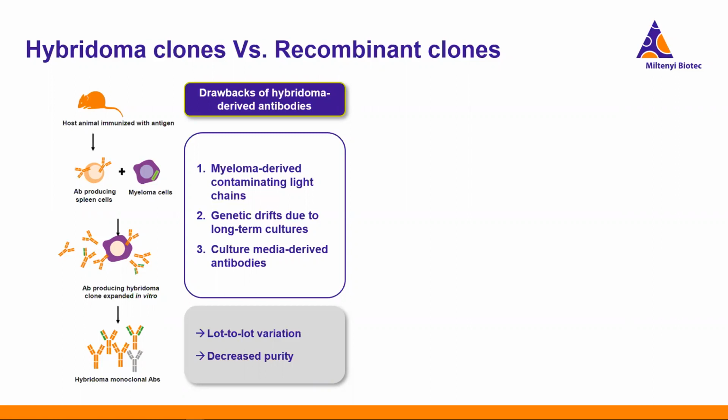A lot of these clones have been around for decades. Over a long period of time, and a lot of these passages, spontaneous mutations can occur. This can lead to genetic drift. And the final product can also be contaminated from immunoglobulin from the sera required to culture a hybridoma. So you have this completely unrelated antibody as well as your mixture of heavy and light chains.